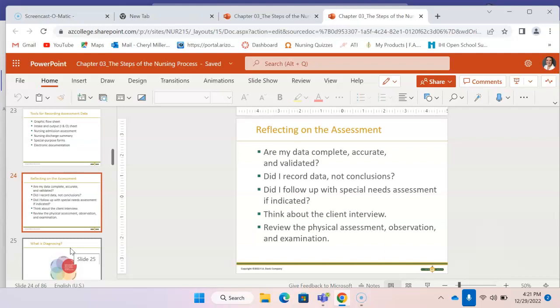Think about the client interview. Did I document everything? Review your physical assessment, your observations, your examination. Make sure you document everything. If it was not documented, it was not done.